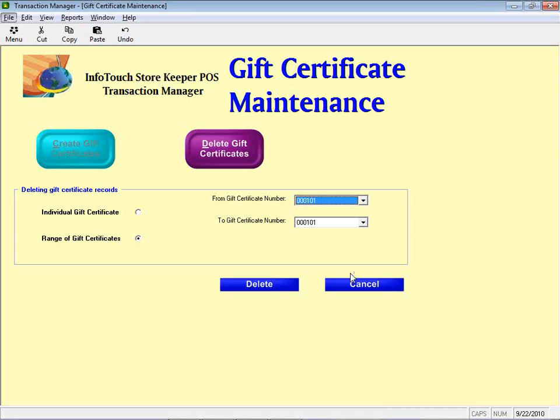Once a gift certificate has been issued and used at all, even just issued, you can't delete it anymore. At that point, somebody's got money, you've got a liability to them. But if you do have gift certificates that have been created perhaps by mistake and you want to get rid of them, then the delete gift certificate function allows you to delete either an individual one, and it gives you a drop-down box of all the ones you can delete, or a range of them as well.